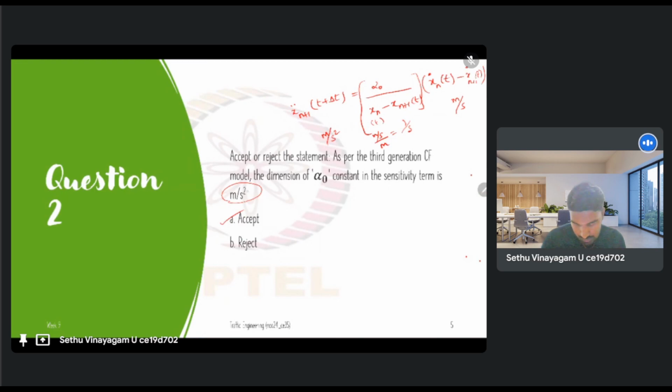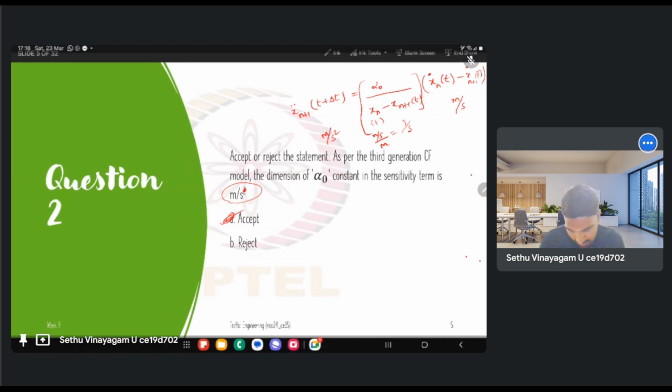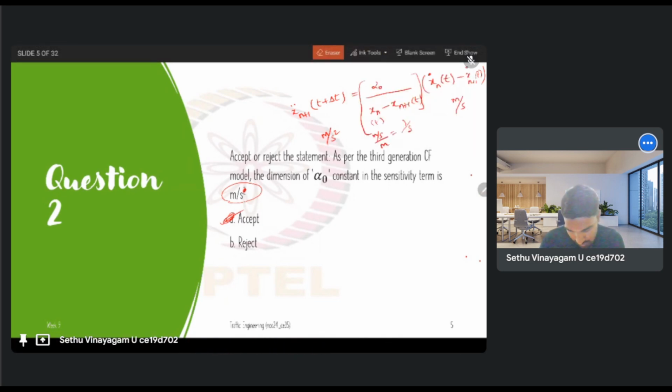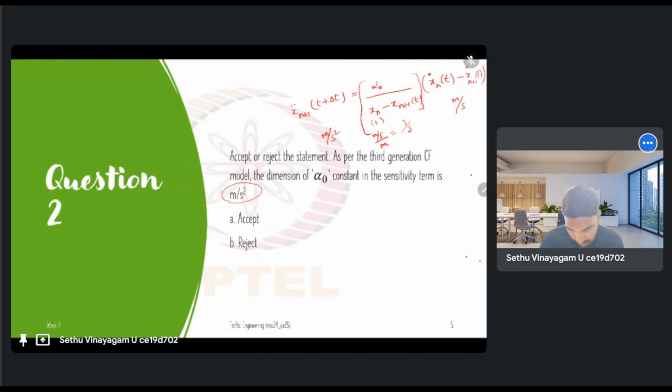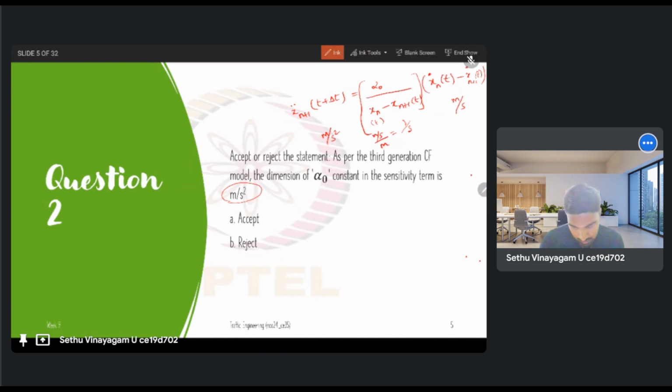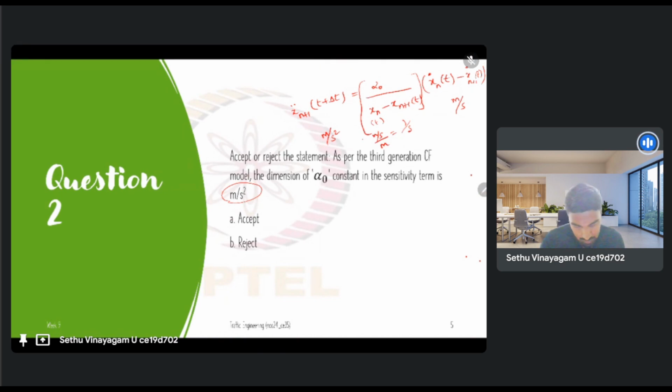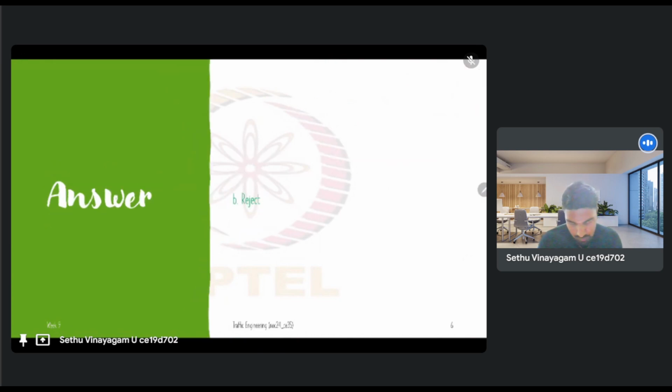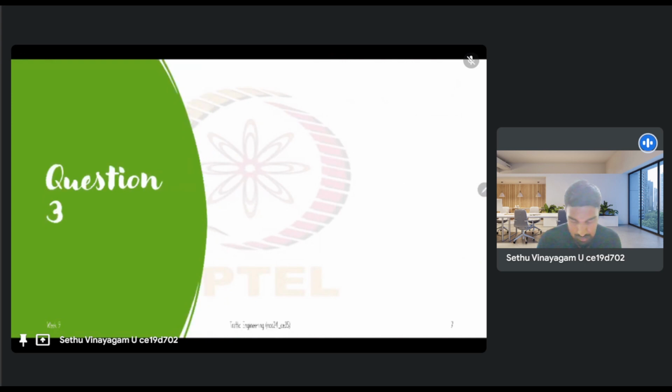Okay, it is not meter per second square. It should be meter per second, because it has to be meter per second, right? So it's given as meter per second square, so we are rejecting it. Okay, I misread it. So we are rejecting it, because it was the incorrect dimension.